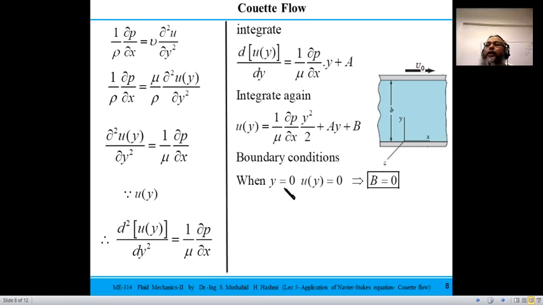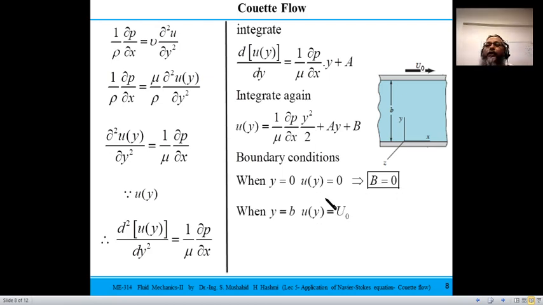As a first boundary condition, when y is 0, the velocity component in the x direction is also 0, because it's a stationary plate and the layer which is sticking to this stationary plate is also stationary in the x direction. There is no velocity in the y direction, but the velocity in the x direction is also 0. So once you put 0 here and y equals 0 here, you get rid of this term. So what do you end up with? b equals 0. So you got b equal to 0 by employing this boundary condition.